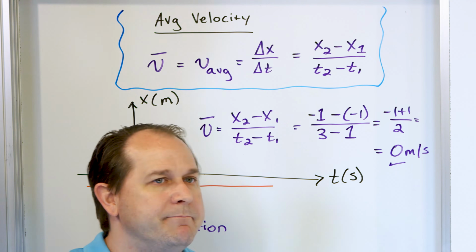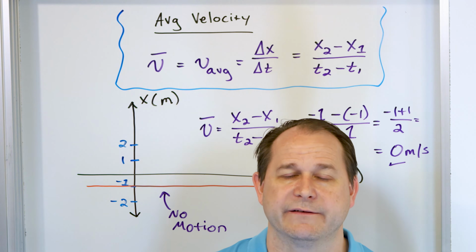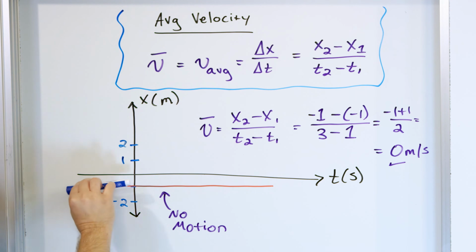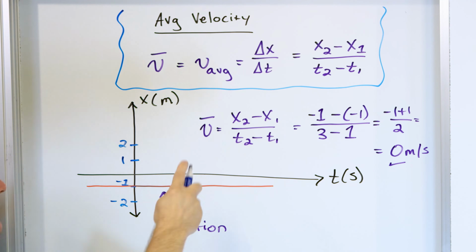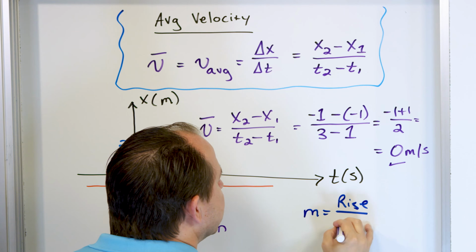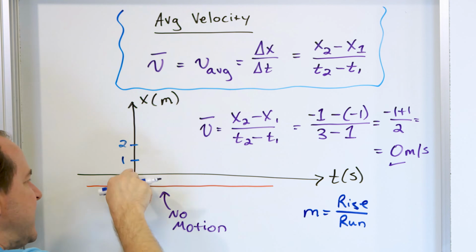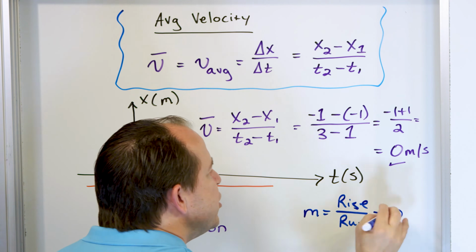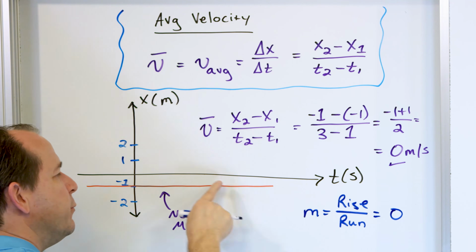Remember back from algebra or calculus if you're taking calculus. What is the slope of this line? Remember, the slope of any line is rise over run, right? Well, this line is not rising at all. The rise is 0. So if you calculate the slope of any horizontal line, you get 0. Notice that the velocity was 0 and the slope of this line is 0.